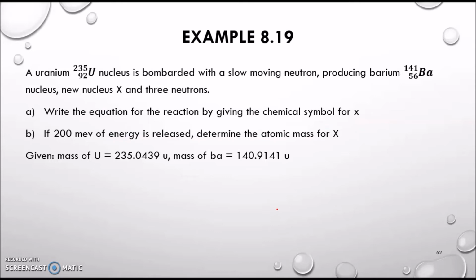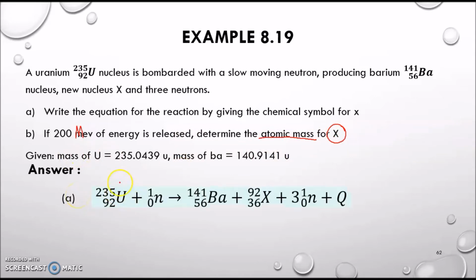Example 8.19. A uranium nucleus bombarded with a slow-moving neutron would produce barium, a new nucleus X, and 3 neutrons. Write the equation, and if 200 mega electron volt of energy is released, determine the atomic mass for element X. Okay, so for the equation, we have uranium plus a neutron, it will produce barium, unknown element X, plus 3 neutrons, and plus energy.